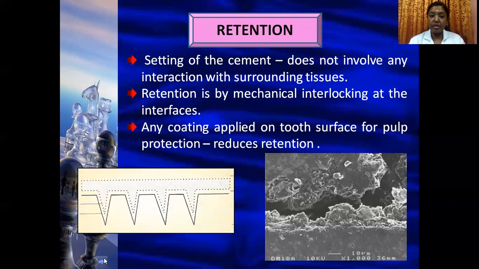So how is the cement retained onto the tooth structure? The cement does not have any chemical adhesion to the tooth structure. It is only by retention, by locking into the micromechanical irregularities that are created on the tooth structure. So the setting of the cement does not involve any interaction with the surrounding tissues. It is only by mechanical interlocking into the interfaces.